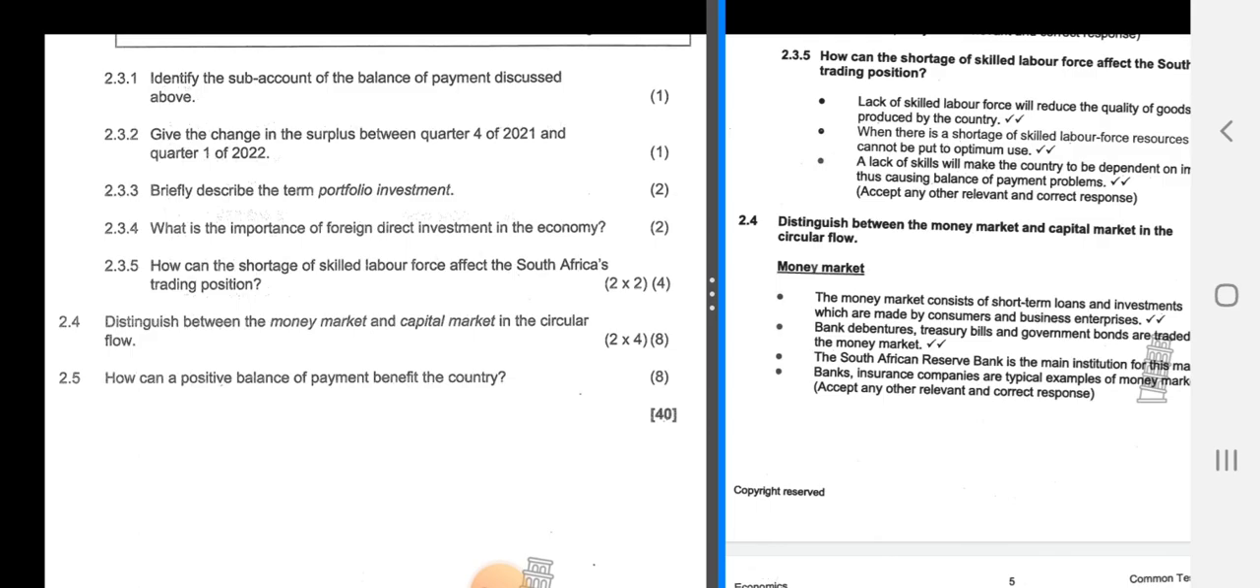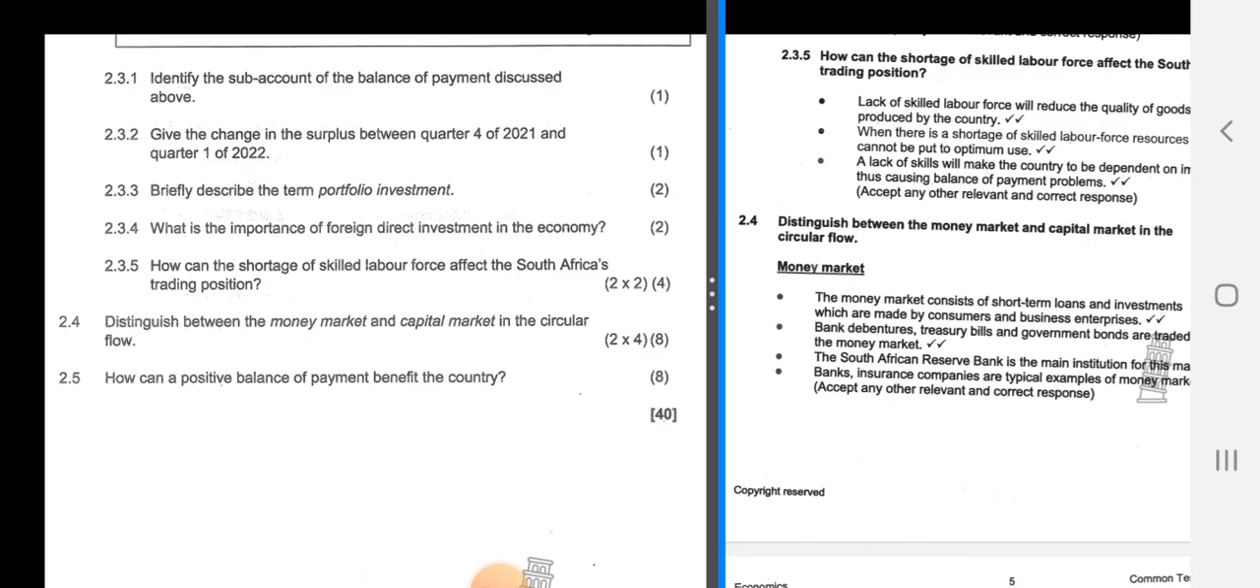So you look at the marks. 2 times 4, it's 8 marks. So you have to give 2 points for money market and 2 points for capital market.